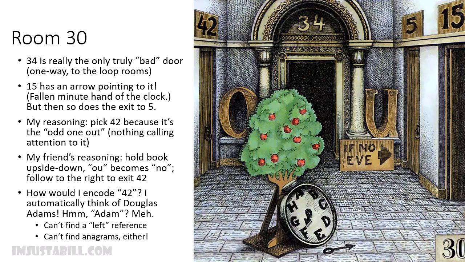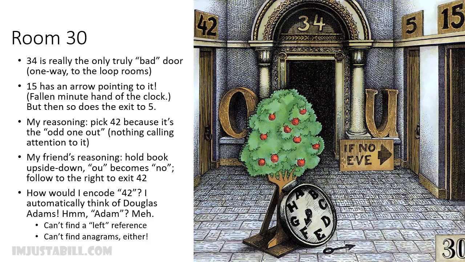Years ago, when I showed this book to a friend, he noticed that if you hold the book upside down, those letters O and U become the word "no." And if you follow the "no," you can carry that on to 42, just like the sign is saying no, and go to the right. And I've run into some other fans of Maze who have come up with something similar, some kind of similar play on the OU upside down being "no."